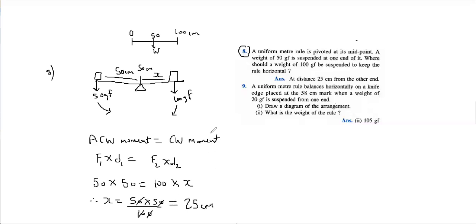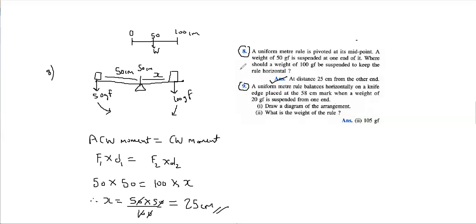So if the load of 50 GF is kept on the left end, then to balance this ruler, we have to keep the load of 100 GF at 25 centimeter on the right side. And let's check whether this is valid with the answer available in the question or not. Yes, you can see here the answer says at a distance of 25 centimeters from the other end. That's our question 8. Let's go to question 9.